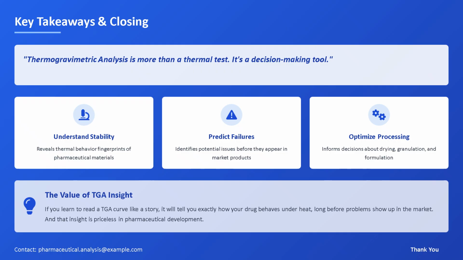Thermogravimetric analysis is more than a thermal test. It is a decision-making tool. It reveals thermal fingerprints, predicts stability failures before they reach the market, and guides processing and formulation choices. When you learn to read a TGA curve like a story, it tells you exactly how your drug behaves under heat. That insight is invaluable in pharmaceutical development.